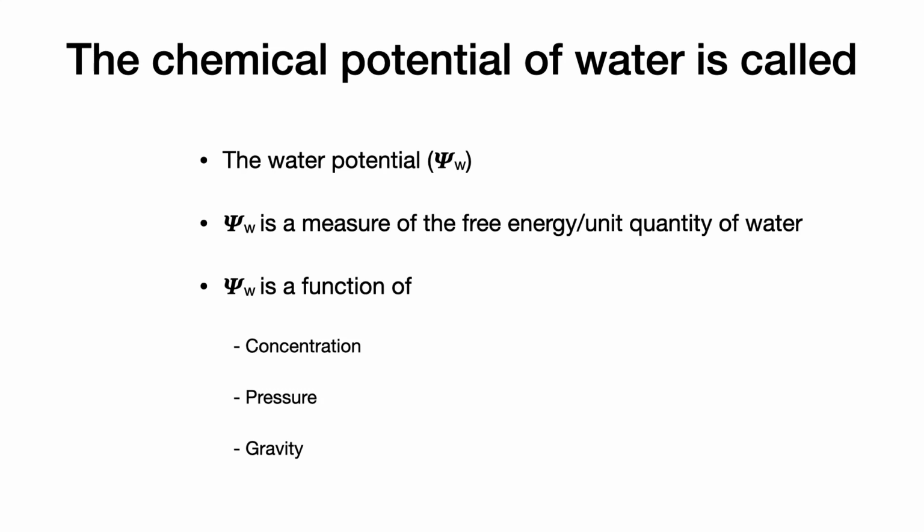And in this case, the water potential is a function of three things only: its concentration, its pressure, and gravity. Because water is neutral, the electric field has no effect on water, and therefore we can drop it from the chemical potential equation for water.